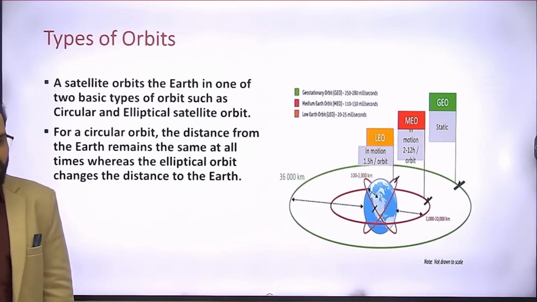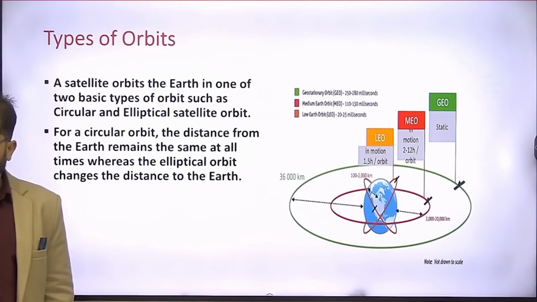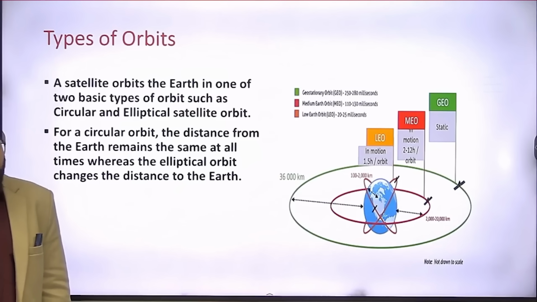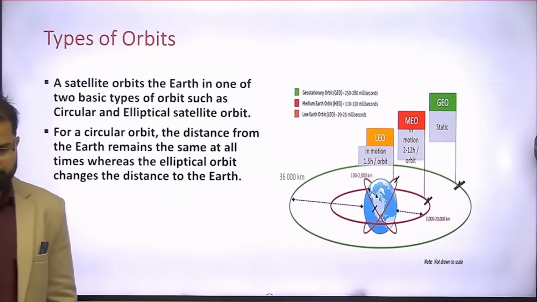Orbits, two types: circular orbit, elliptical orbit. On the basis of altitude, three types: low Earth orbit, middle Earth orbit, and high Earth orbit.